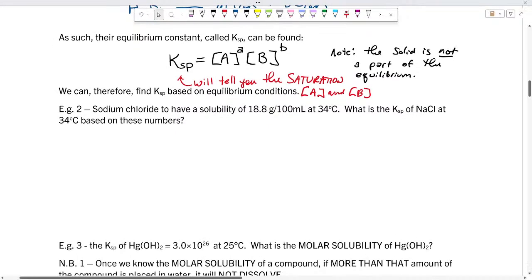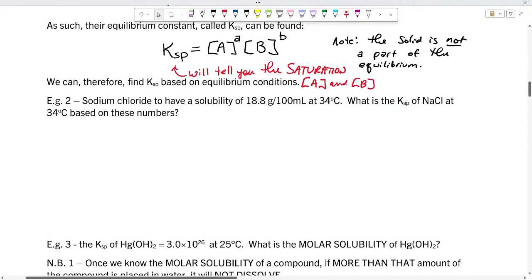Okay, so we'll do an example here. We go in the lab and we figure out that in 100 mL of water, we can dissolve 18.8 grams of sodium chloride. And the question is, what's the Ksp? Here we want to find the product. Does that make sense? Well, no problem.